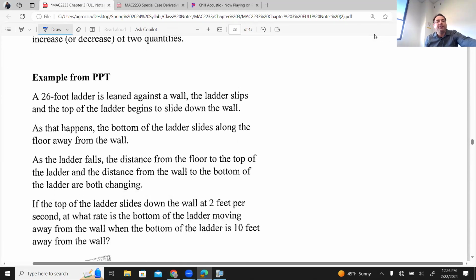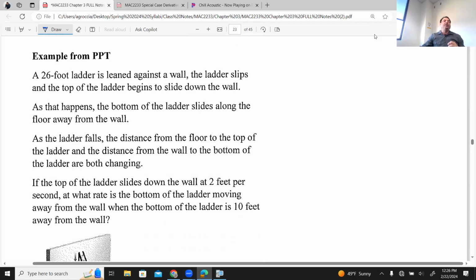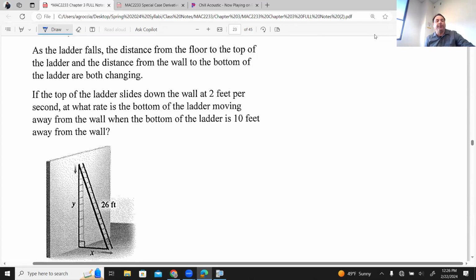Okay. So here's the one I'm going to introduce. A 26-foot ladder is leaned against a wall. The ladder slips and the top of the ladder begins to slide down the wall. As that happens, the bottom of the ladder slides along the floor away from the wall. As the ladder falls, the distance from the floor to the top of the ladder and the distance from the wall to the bottom of the ladder are both changing. If the top of the ladder slides down at 2 feet per second, what rate is the bottom of the ladder moving away from the wall when the bottom of the ladder is 10 feet away from the wall?